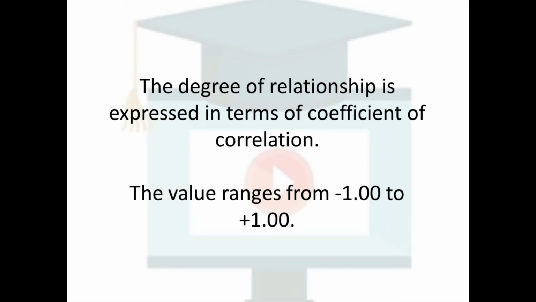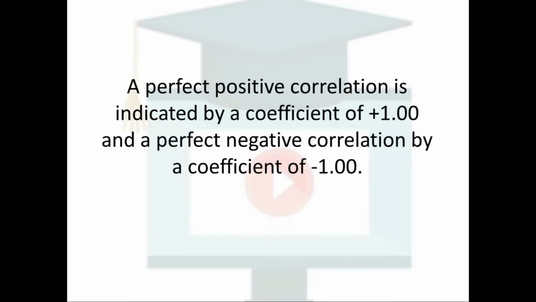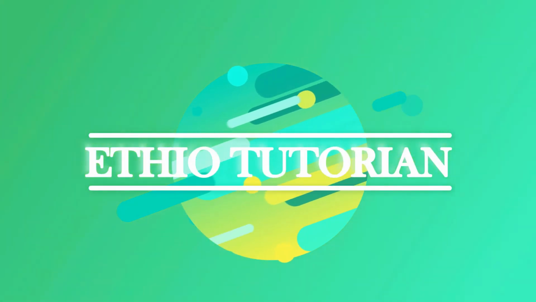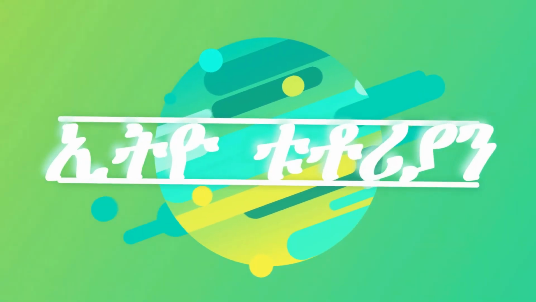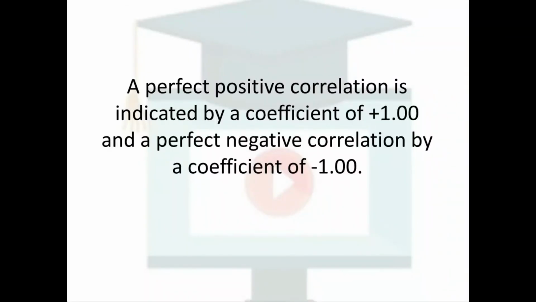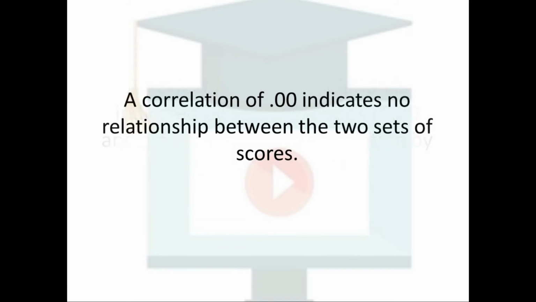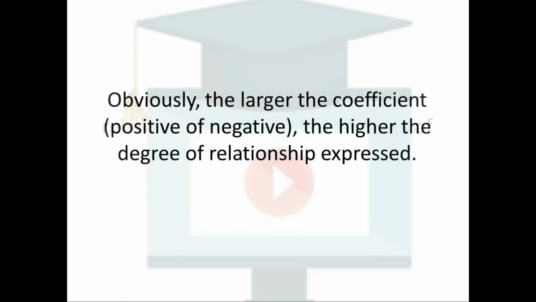The value ranges from minus 1.00 to plus 1.00. A perfect positive correlation is indicated by a coefficient of plus 1.00 and a perfect negative correlation by a coefficient of minus 1.00. A correlation of 0.00 indicates no relationship between the 2 sets of scores. Obviously, the larger the coefficient, positive or negative, the higher the degree of relationship expressed.